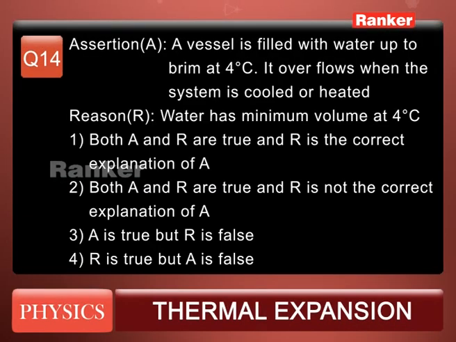Question number 14 is an assertion-reason based question. Assertion given: a vessel is filled with water up to the brim at 4 degrees Celsius. It overflows when the system is cooled or heated. Reason: water has minimum volume at 4 degrees Celsius. In the first option, both A and R are true and R is the correct explanation of A. Second, both A and R are true and R is not the correct explanation of A. Third, A is true but R is false. And the fourth, R is true but A is false.